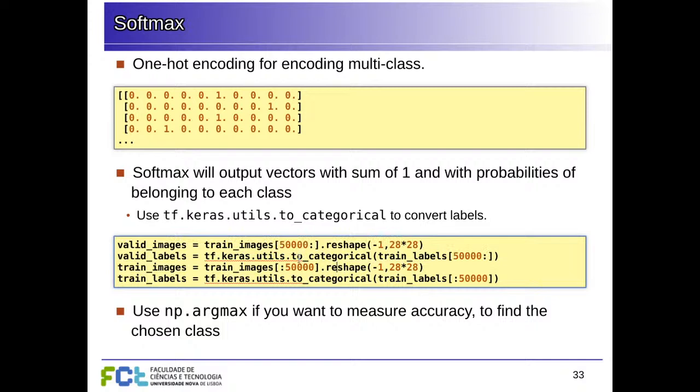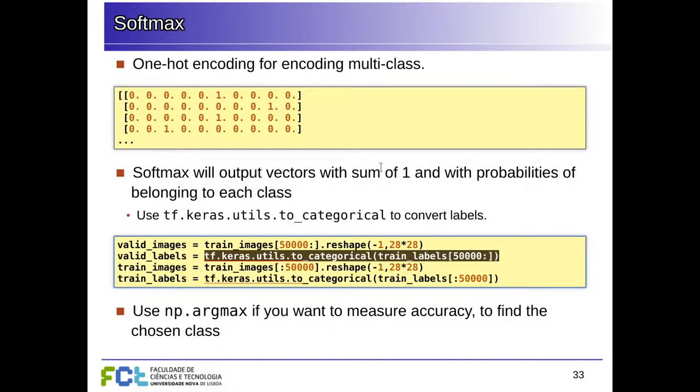And the way to reshape is you simply reshape the images into a matrix that has as many rows as necessary and 28 times 28 columns, so that each image will fit into 1 row exactly. The labels, you just use the labels as they are.